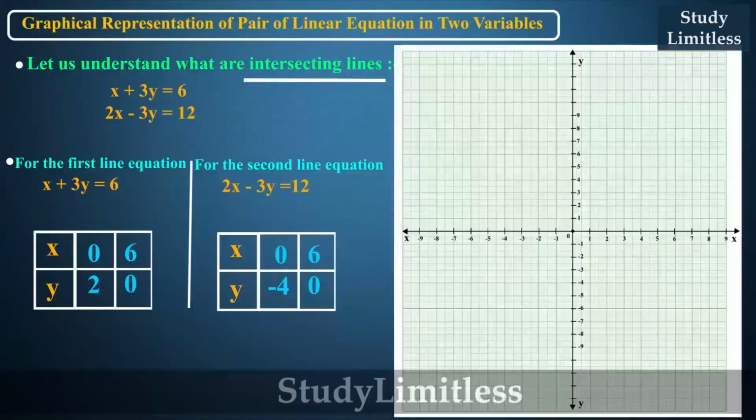Let us consider a graph. For the first 2 points, we will get the first line. Let us plot the first point. The first point is (0, 2). As we can see, the x coordinate for the point (0, 2) is 0. That means the point would lie on the positive y-axis. Similarly, for the second point (6, 0), we have y coordinate as 0. That means the point would lie on the positive x-axis. Let us join these 2 points and draw the line.